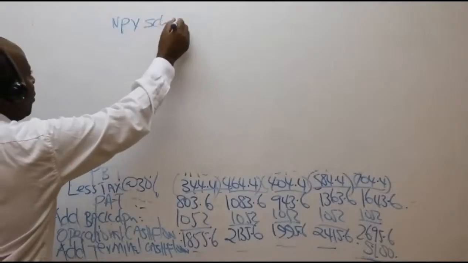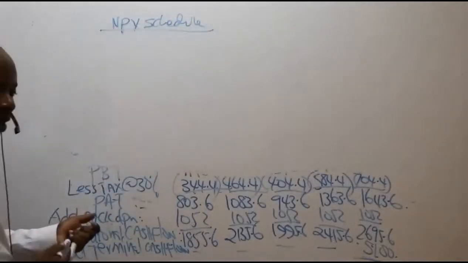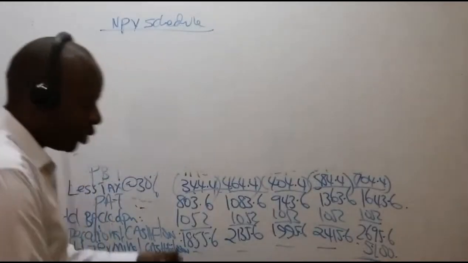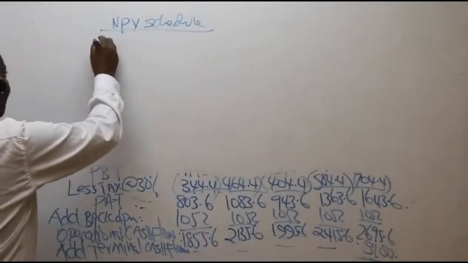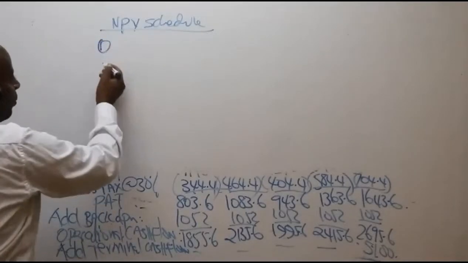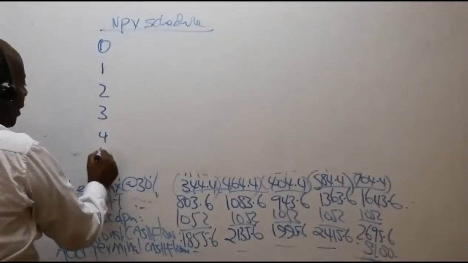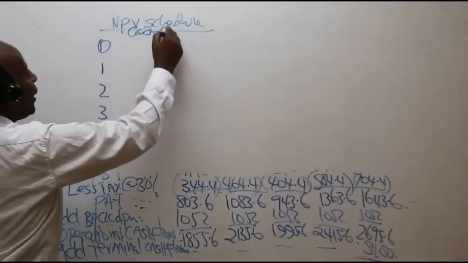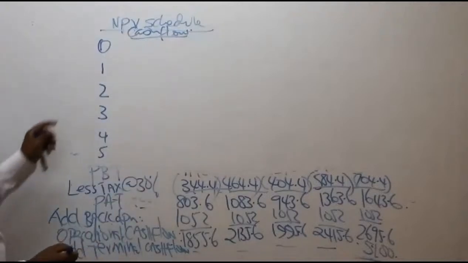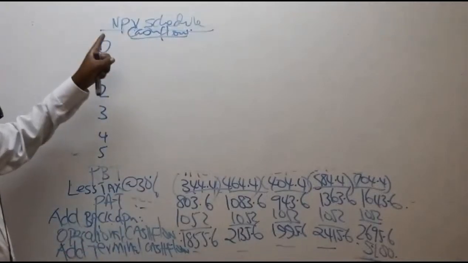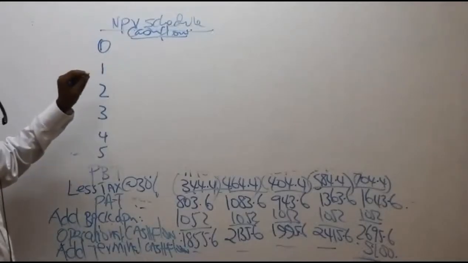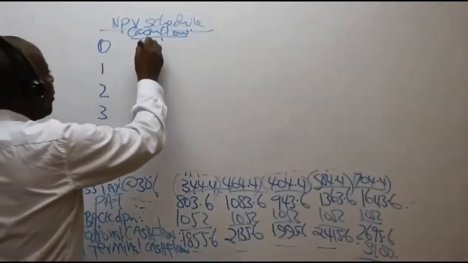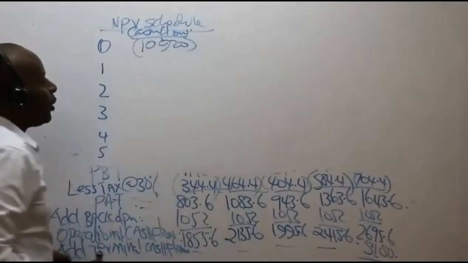So our net present value schedule, what do I have here? I have year 1, year 2, year 3, year 4, year 5. Actually, you can even begin from year 0. At year 0, do we have our initial outlay? Who is able to remember our 10,920? So the 10,920 is an outlay. It has to be put in brackets like that.